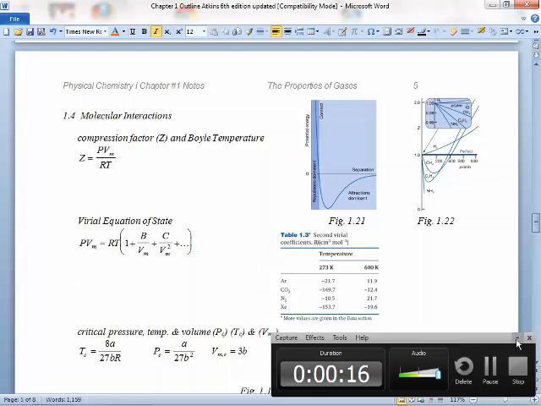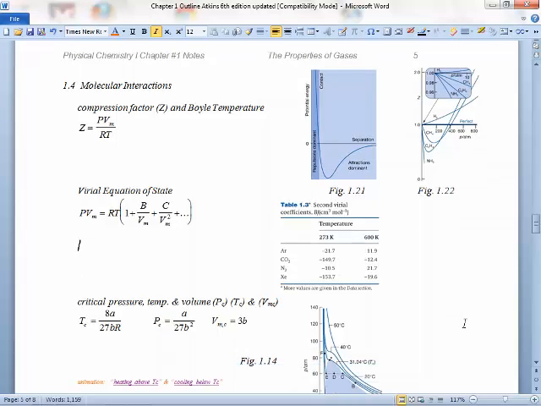Okay, we're talking about molecular interactions. So we started out with ideal gas. Works great as long as the pressure is what? Really, really low, and the temperature is really, really, well, I guess it could be an or there. Temperature is really, really high, right? Because you want these molecules to be acting like what? Dots. You want them to act like dots.